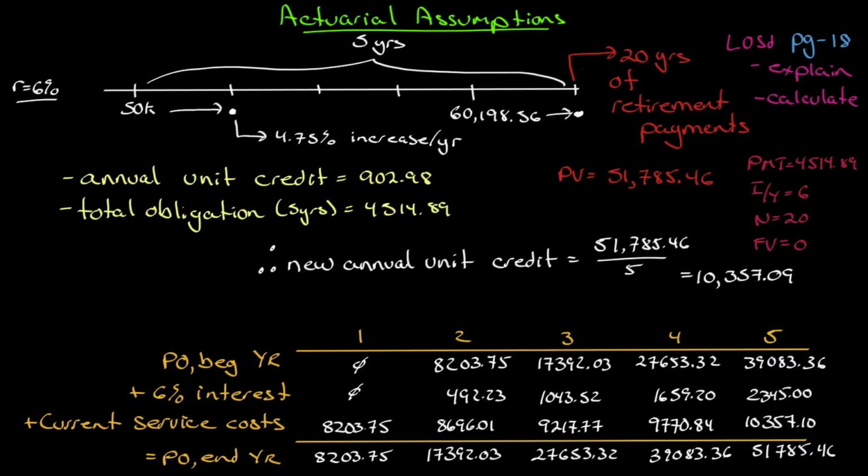All right, let's try a different scenario here. Let's go back to our baseline scenario. Our baseline scenario is in white, and these are the conclusions we reached at that time. We were building an annual unit credit of 902.98 per year. Our total obligation for this employee at the end of 5 years was 4514.89, and they disappeared. Well, now the union has come in and said, you know, this one-time payment thing is not enough. Everybody has retirement benefits for every year of retirement. You've got to start doing that.